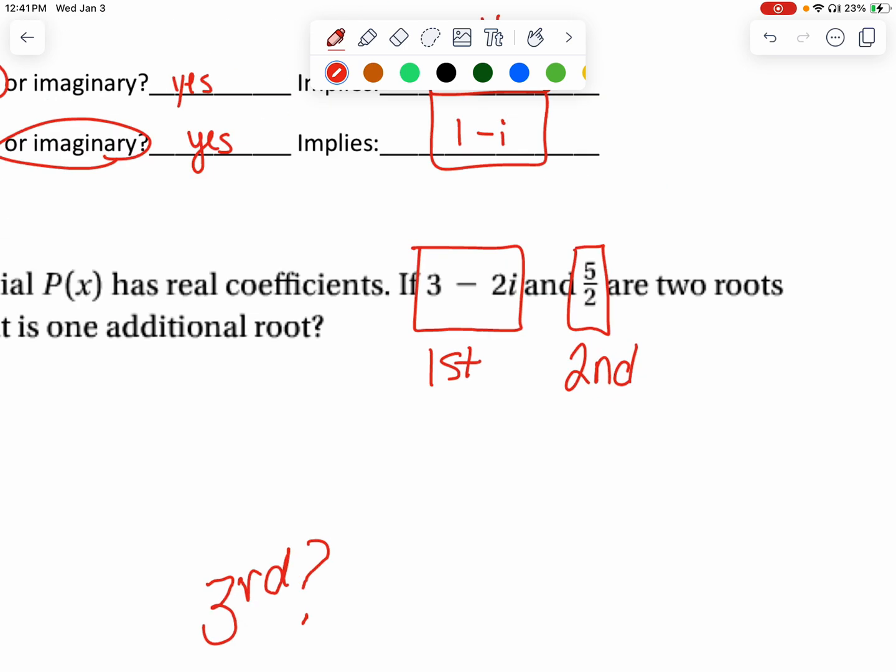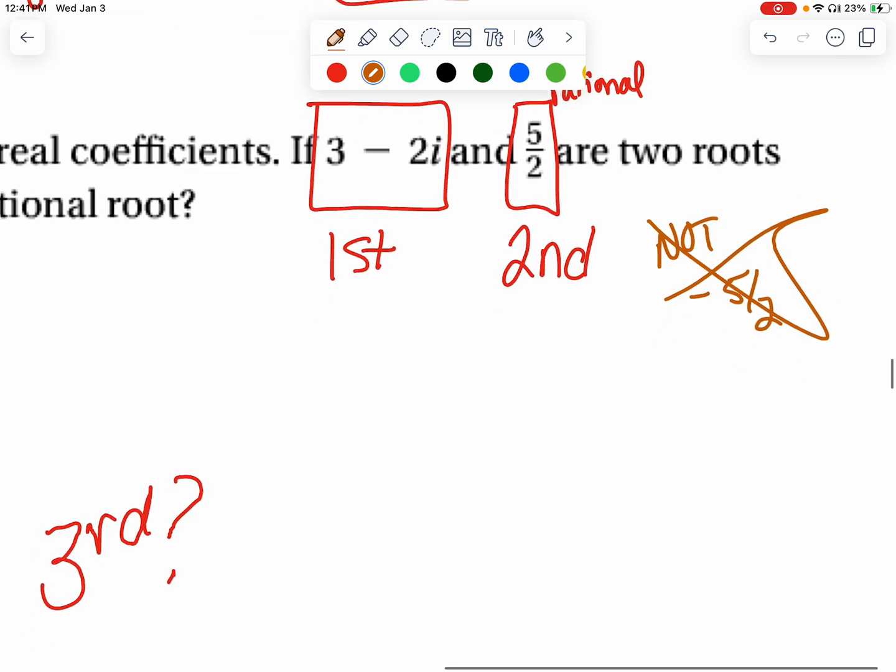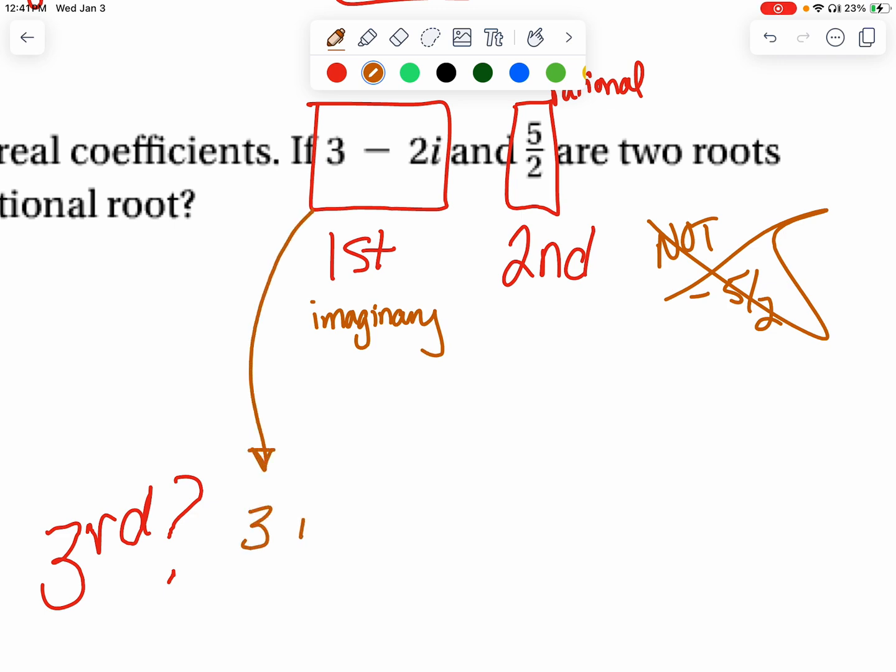All right, well, this one is rational. So we are not going to say that -5/2 has to be an answer. That's not a thing because it's rational. However, this one's imaginary, right? So the third root is going to be the conjugate pair of 3 plus 2i. So when it says what is the additional root, that's the additional root.